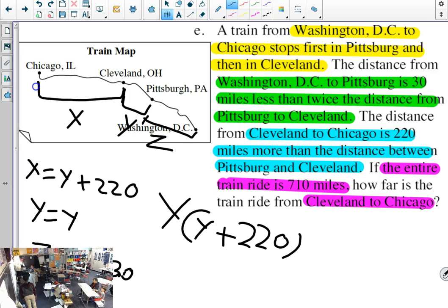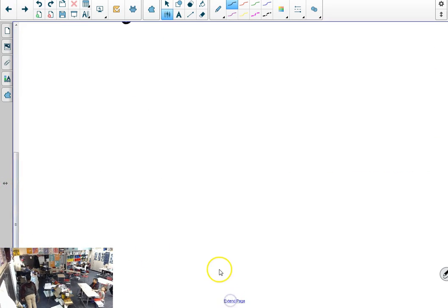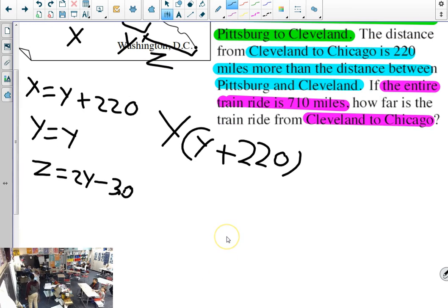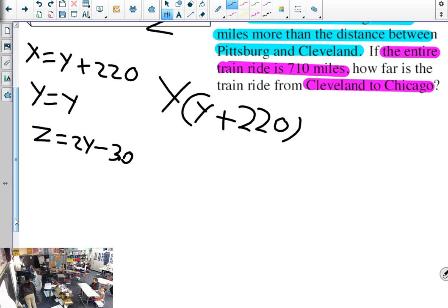You guys can too if you click right here and then if you click this extend page, that gives you more. Is that y times y plus 220? No, that's X. Well, right now they're multiplying because you have something right up against the variable. So I'm a little confused.